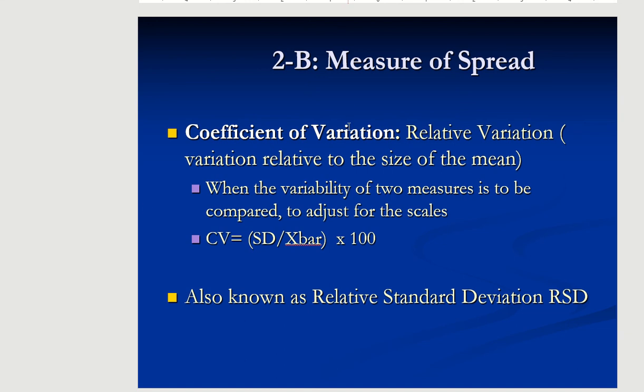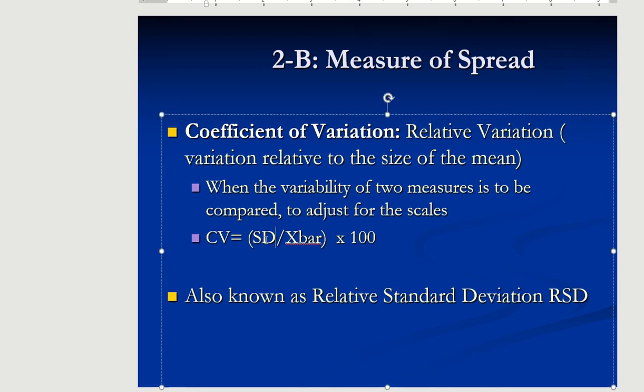Another measure of spread. Regarding measures of spread, we talked about the range, the interquartile range, and the standard deviation. There is something called the coefficient of variation. The coefficient of variation is the standard deviation divided by the average, multiplied by 100. I did say that the standard deviation has the same unit as the mean because you took the square root.